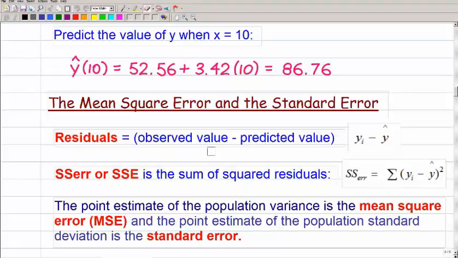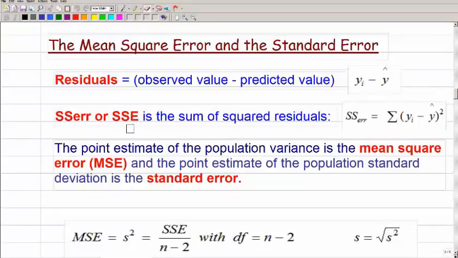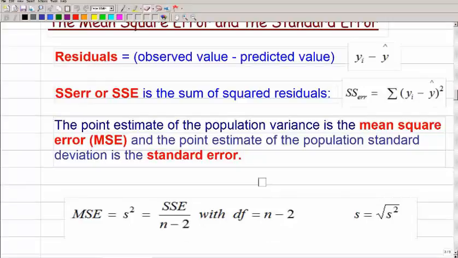Now we have something that's called the SS error, also known as SSE. It's the sum of squared residuals, or sum of squares error. That's basically taking each observed value minus each predicted value, squaring that and adding all of those up. The point estimate of the population variance of this model is known as the mean square error, and the point estimate of the population standard deviation is known as the standard error.